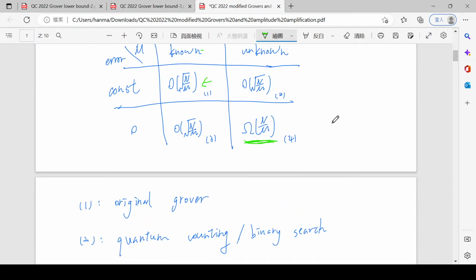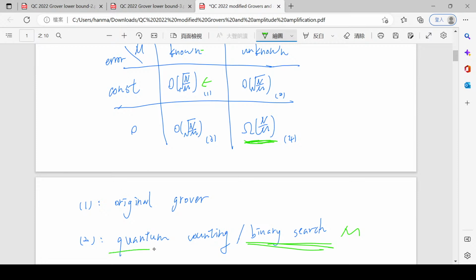but getting a not quite satisfying result. Anyway, if you don't know m, but you only want constant error, an easy way to do this is you binary search through m. And we say that the extra number of queries you need to do is like a geometric series, so it converges to just a constant factor, and you can do it.